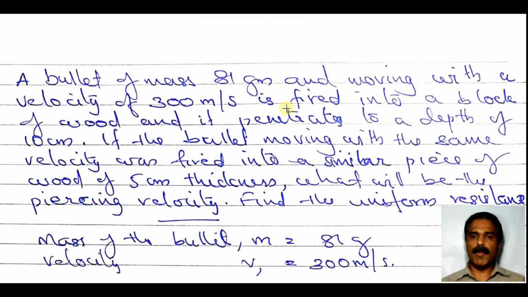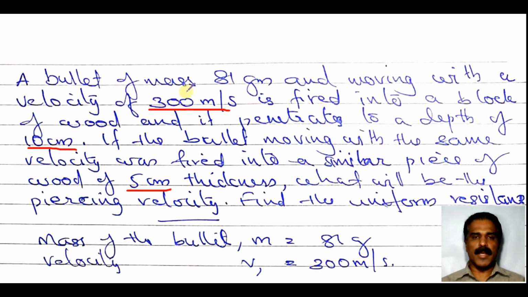So the statement of the problem is a bullet of mass 81 gram and moving with a velocity of 300 meter per second is fired into a block of wood and it penetrates to a depth of 10 centimeters. If the bullet moving with the same velocity was fired into a similar piece of wood of 5 centimeter thickness, what will be the piercing velocity? And find the uniform resistance also. So that is the statement of the question.